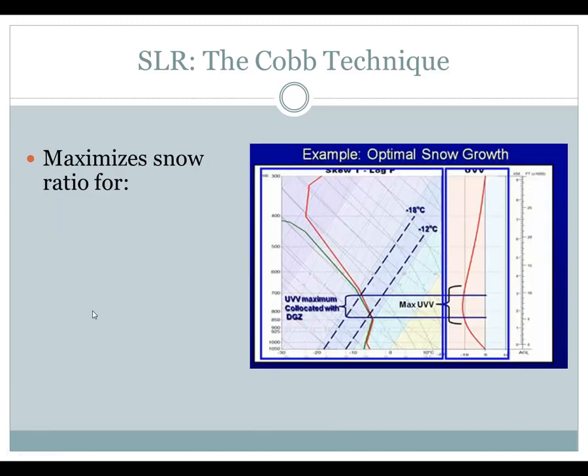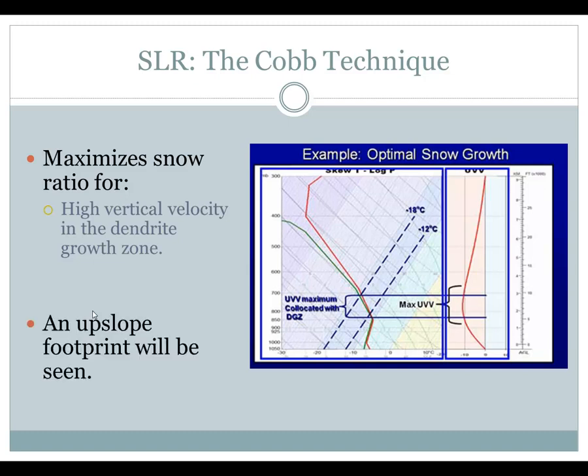And so for this example here, it maximizes the snow ratio, as I mentioned, for high vertical velocity in the dendrite snow growth region. So on the right-hand side here, you see minus 12 and minus 18, the dendrite growth region is referenced. And then you see the max vertical velocity plot over on the right-hand side with the maximum vertical velocity in that dendrite zone will give you a contribution in that layer of a high snow ratio.